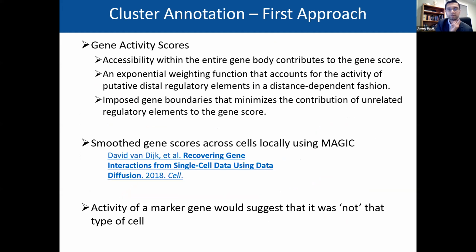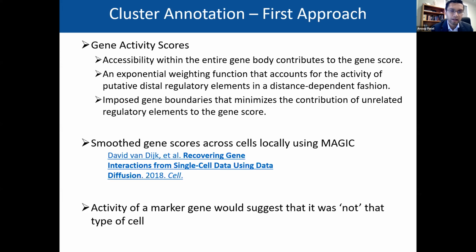So the first approach that we took was taking advantage of the concept of a gene activity score. The way ArchR does this is it defines the gene activity score as accessibility within the gene body, and then uses an exponential weighting function that accounts for the activity of distal regulatory elements, in a distance dependent fashion, and also imposes some gene boundaries so you don't get overlap of regulatory elements that are actually related to a different gene. And that spits out an imputed gene activity score for a particular region.